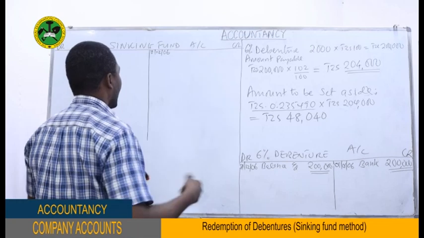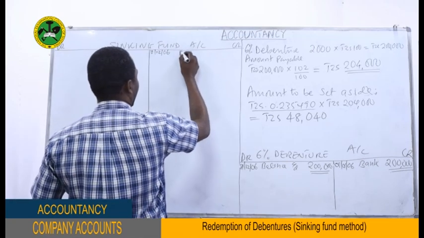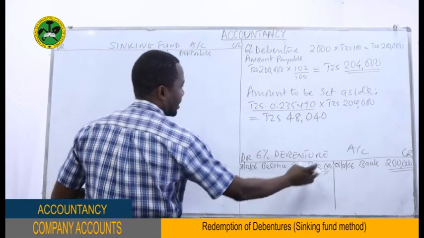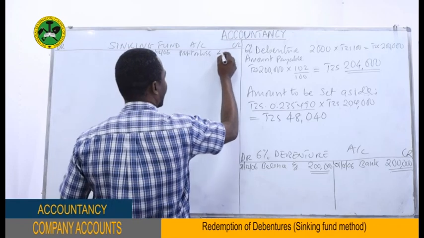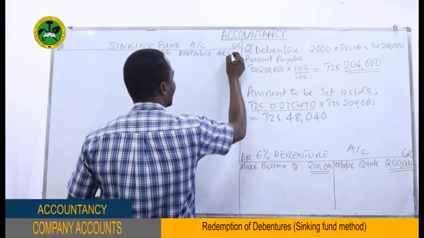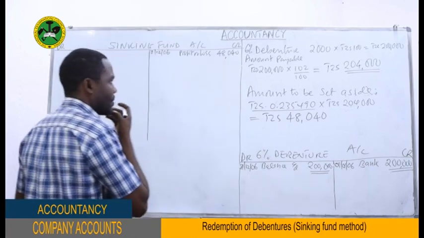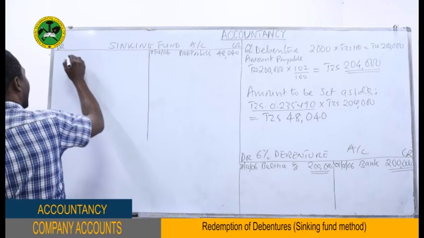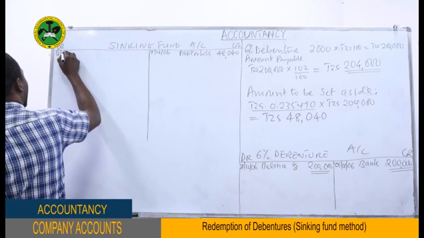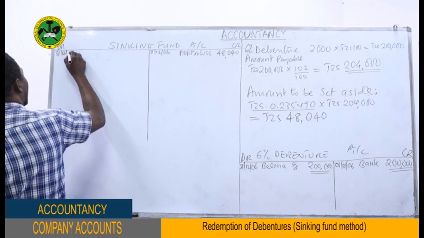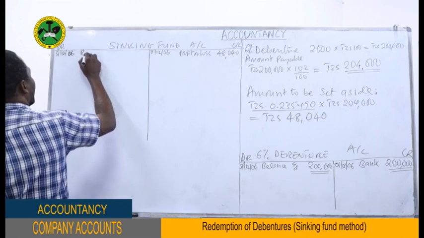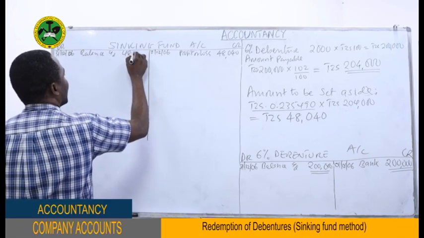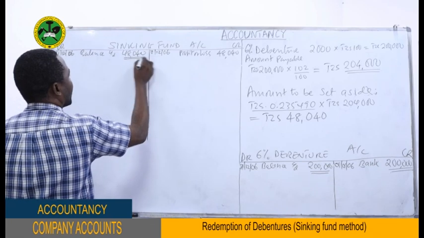So where do we set aside? We debit profit or loss. How much? The amount to be set aside. That is 48,040. So this amount is going to be invested on the same date. So we close this account on 31st December 2006. Yes, balance CD. It will be 48,040.